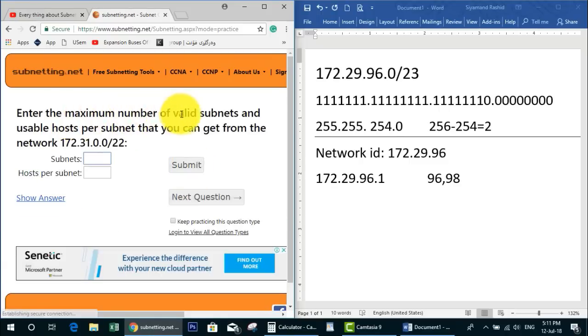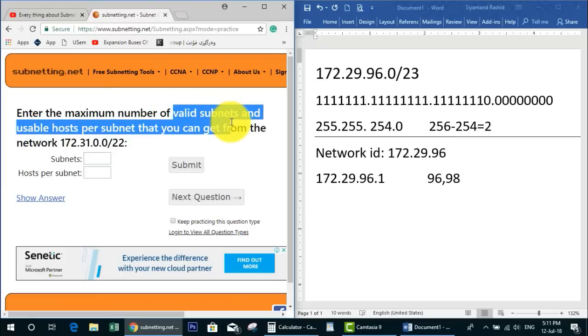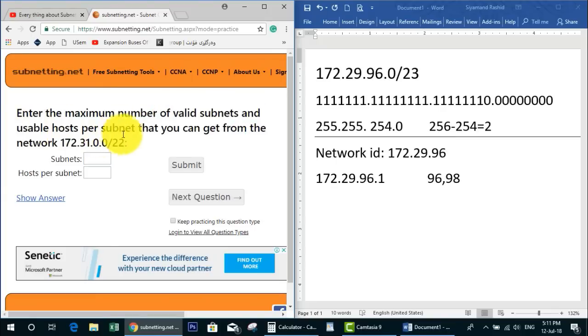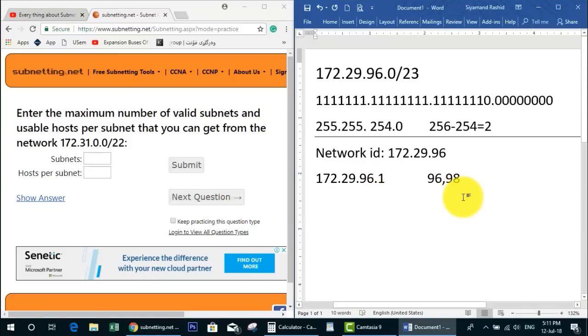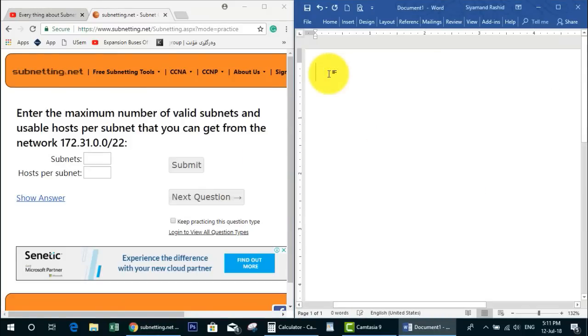Enter the maximum number of valid subnets and usable hosts per subnet that you can get from this IP address. So this asks for the total number of subnets and the hosts per subnet. So how do we do that? Let's write the IP address first, and then the second step, change this /22 to the subnet mask.